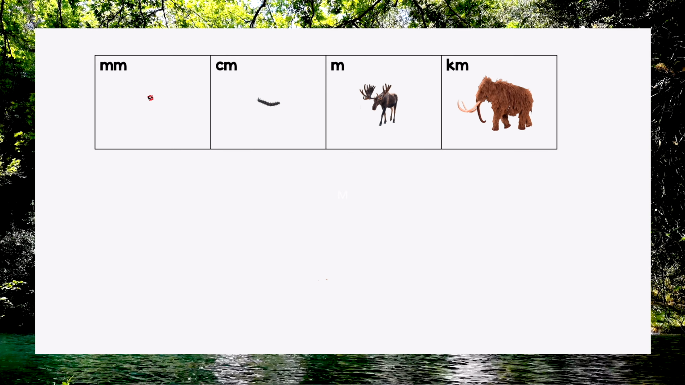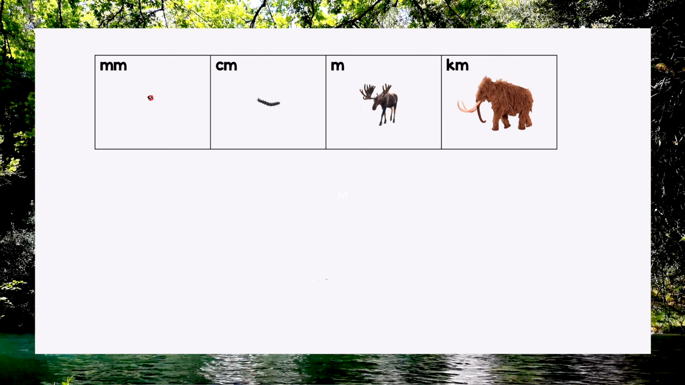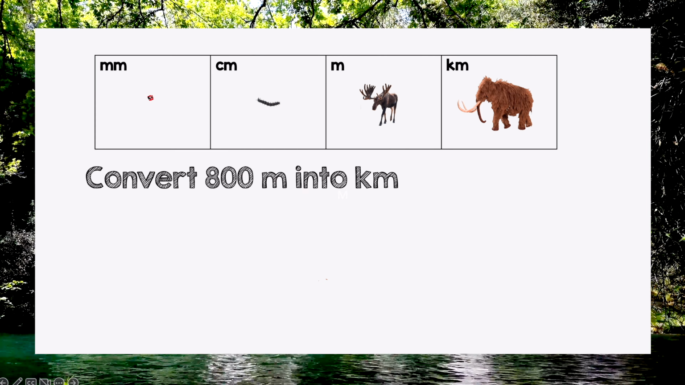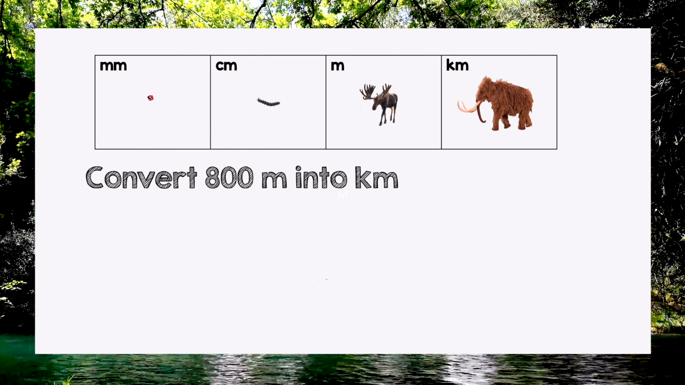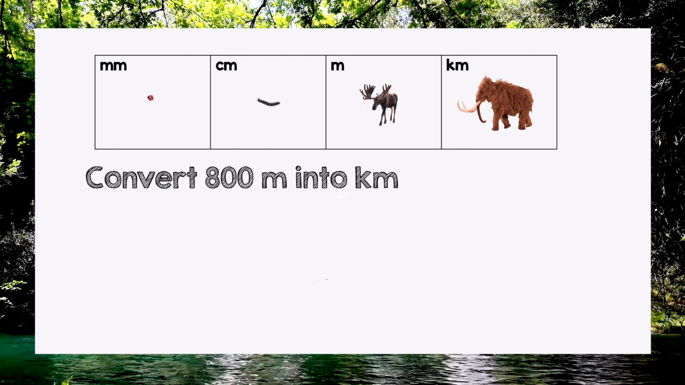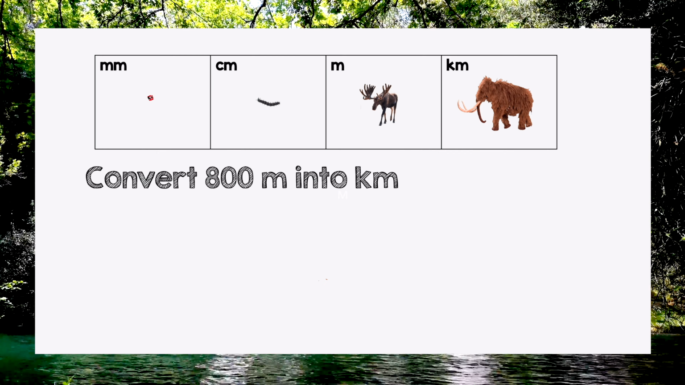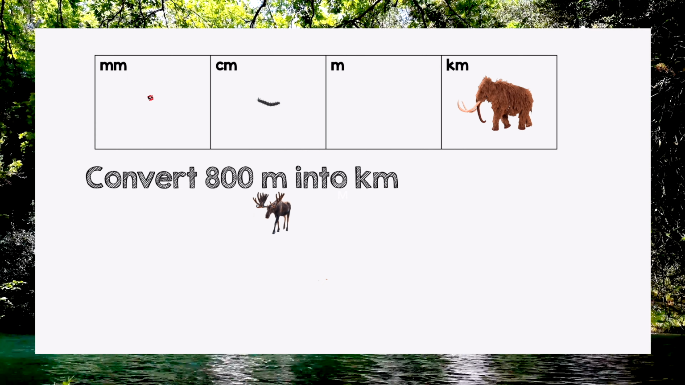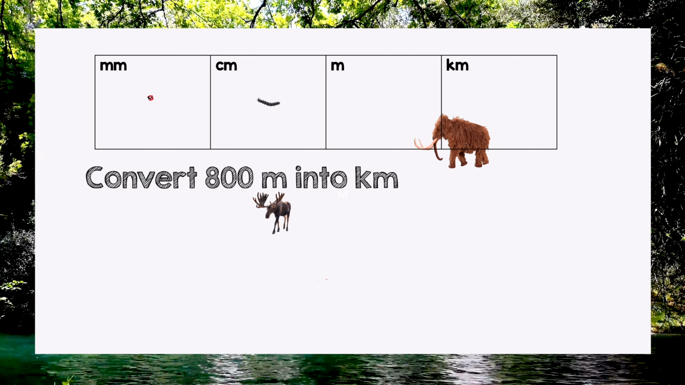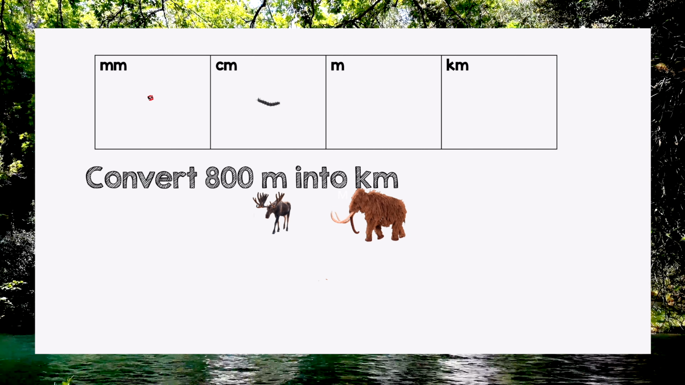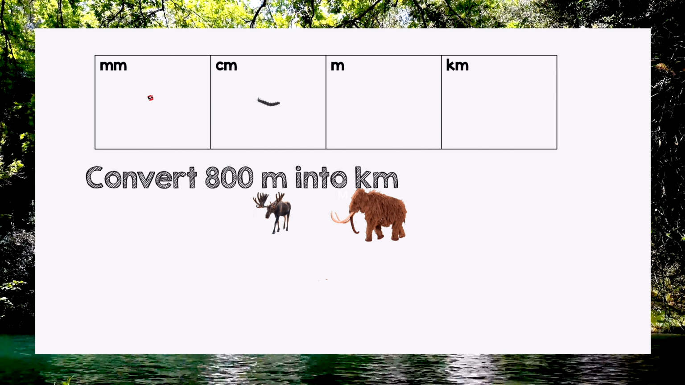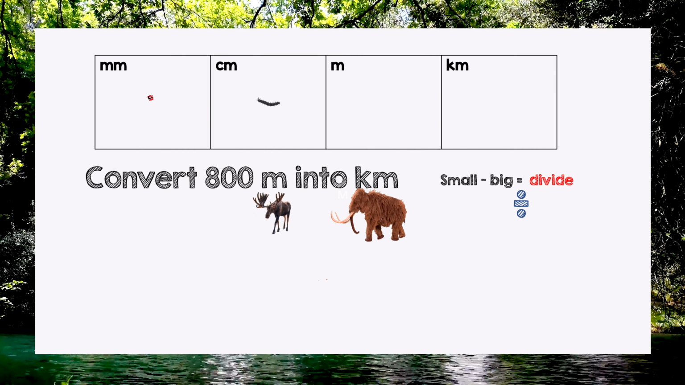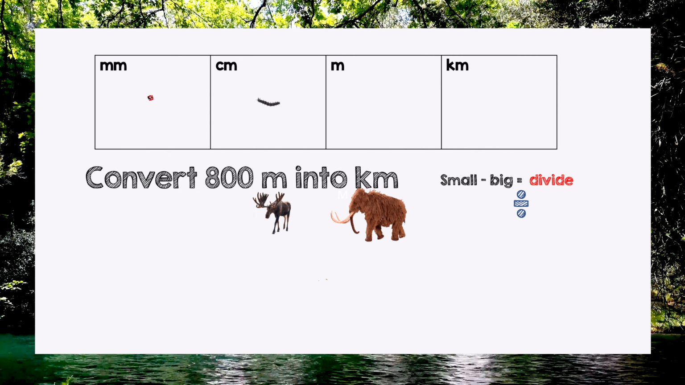Now, one thing that always confuses people is whether they should be multiplying or dividing when they're doing a conversion. So, for example, let's say we have to convert 800 metres into kilometres. So here you can see that 800 metres is like our moose, and we are converting it into kilometres, which is like our mammoth. So we are going from small to large. When we go from small to large, we divide, which means we'll be dividing 800 by 1,000.